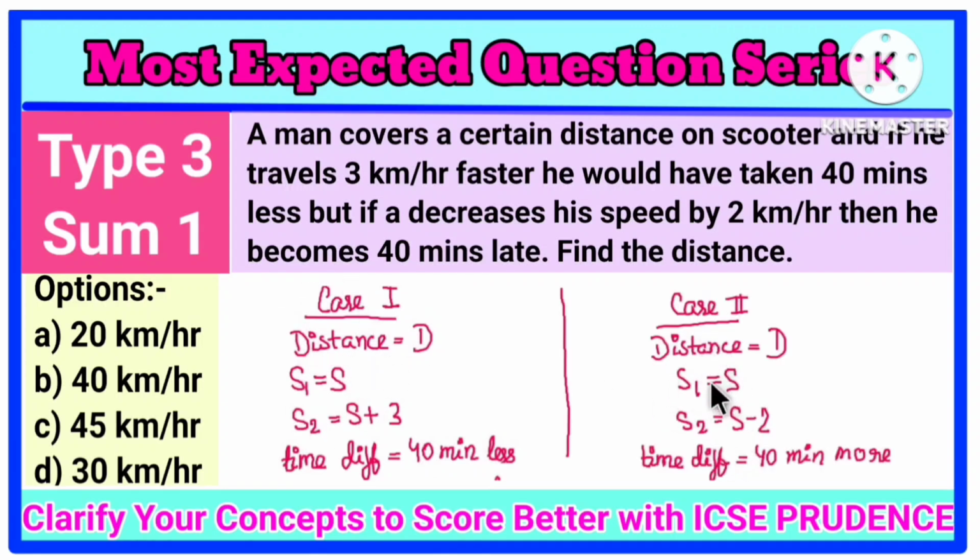In the second case, it is given distance is same. So we are taking distance to be d. s1, that is the original speed, same, that is s. And now in this case, the s2 is 2 km/h less, that is s minus 2. And in this case, he is taking 40 minutes more than the original time. So we got the two cases.